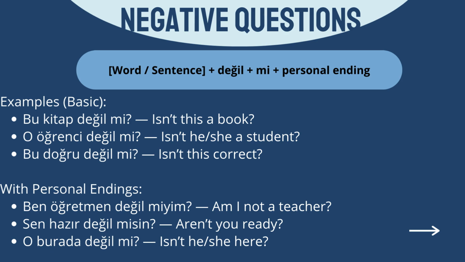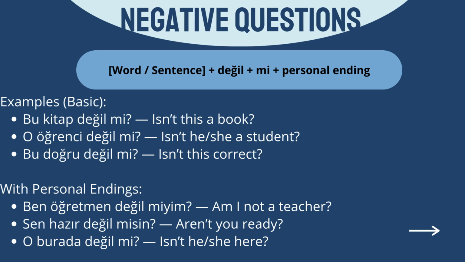And examples with personal endings. Ben öğretmen değil miyim? Am I not a teacher? Next, sen hazır değil misin? You have sen and personal ending sin, misin. Sen hazır değil misin? Aren't you ready? Last one, o burada değil mi? You have o. This means that we do not have any personal endings. Isn't he or she here?